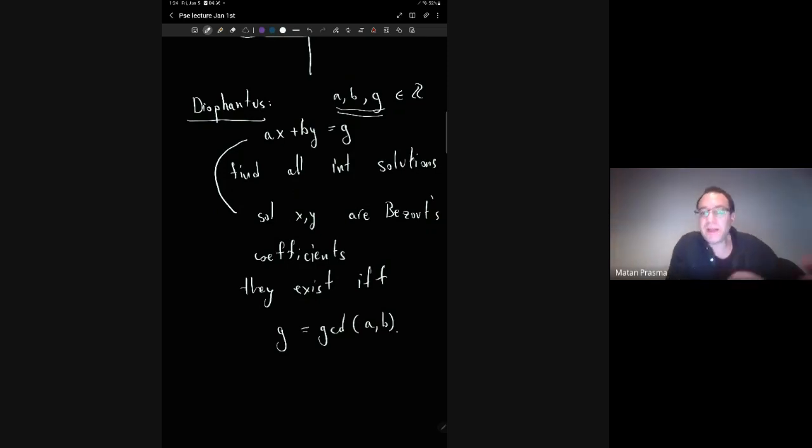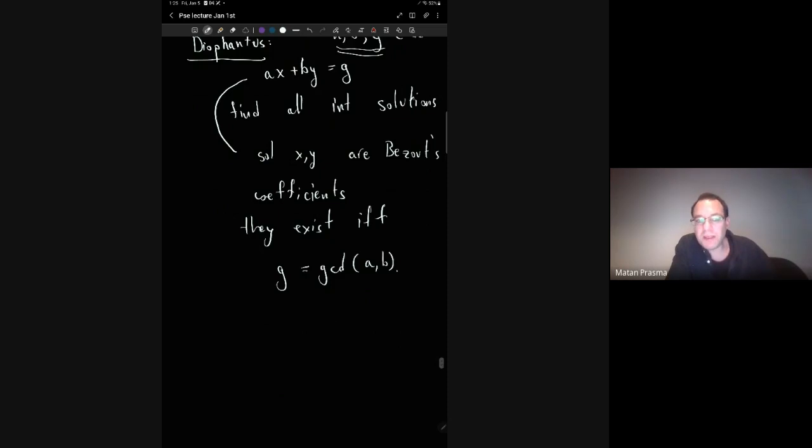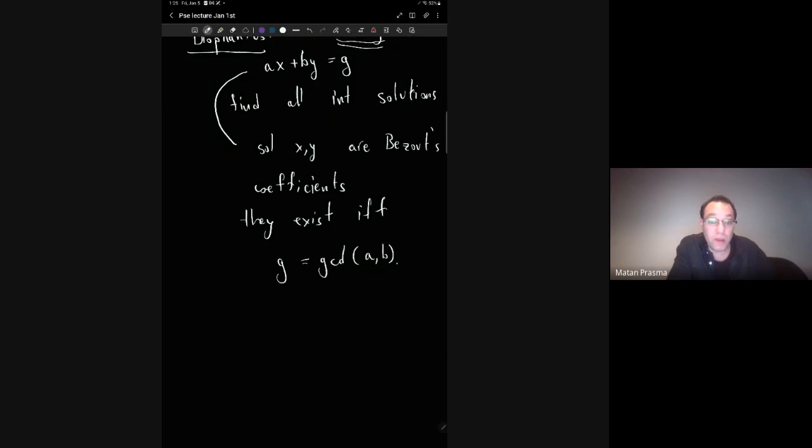I will not get into the details, but it turns out that you can also completely classify the integer solutions for polynomials in two variables of degree 2. And then the next thing to look at is degree 3 polynomials.